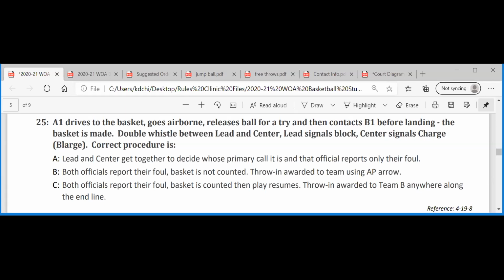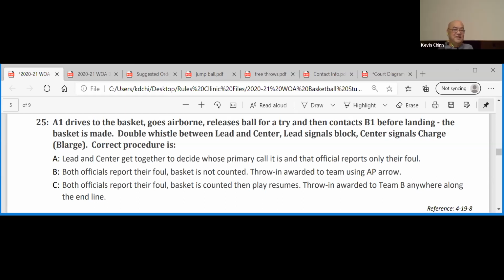Okay. Anything else? Doesn't it have to do with the position of the foul on the court and who has which area to be the primary referee for that part of the court? This happened in the lane, I believe. Sorta, but not really. Because it can happen somewhere else too.